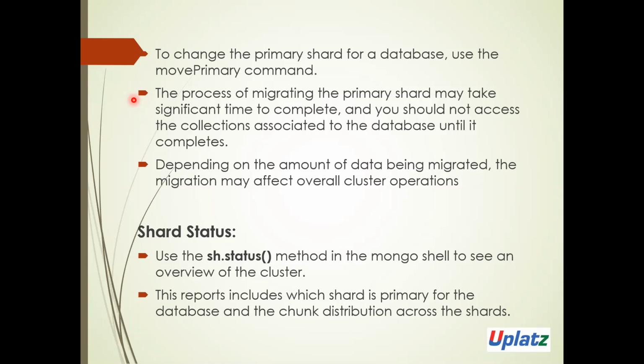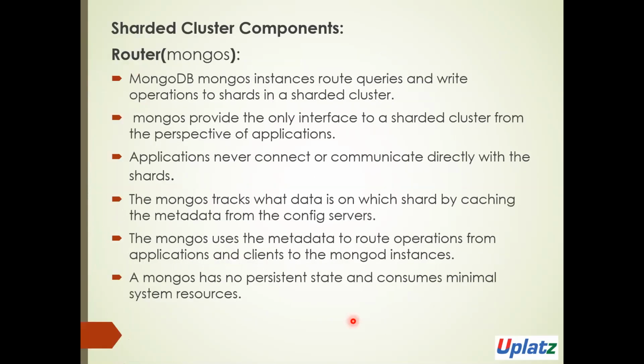Next is sharded status. We can get the status by using the sh.status method in the Mongo shell to see an overview of our cluster. It reports which shard is primary for the database and the chunk distribution across the shards. Next is sharded cluster components.